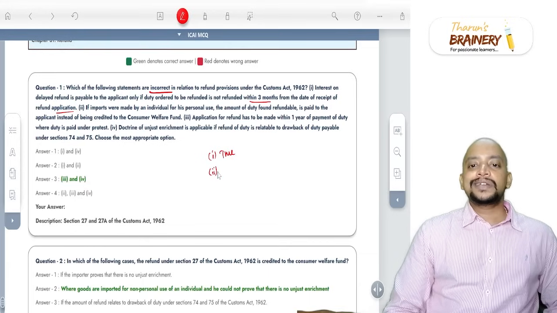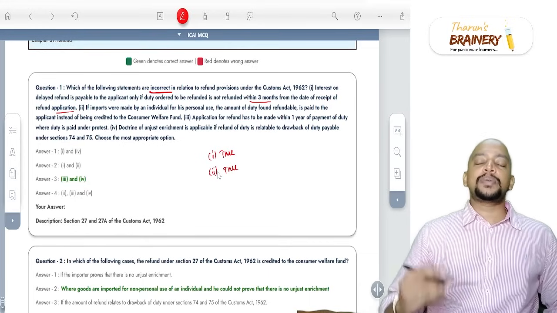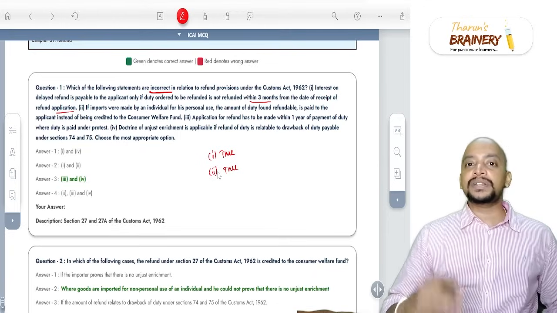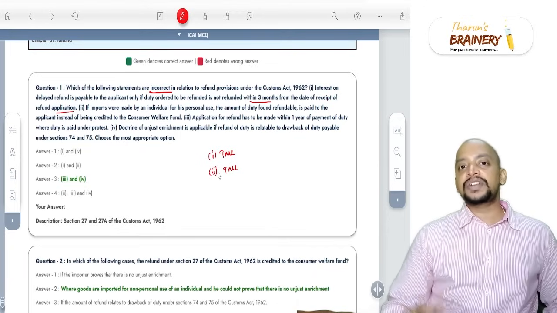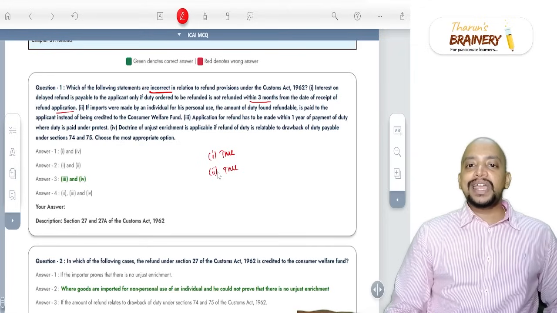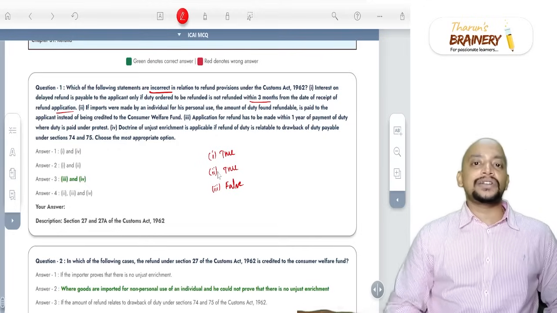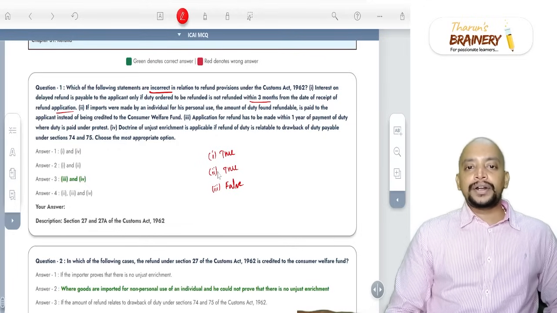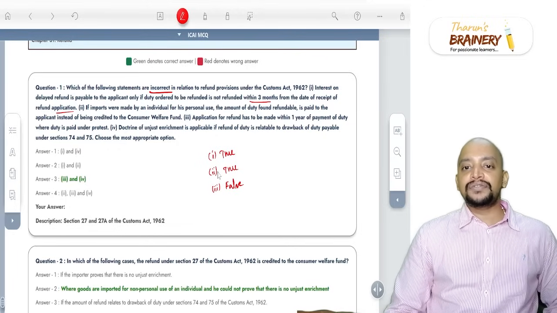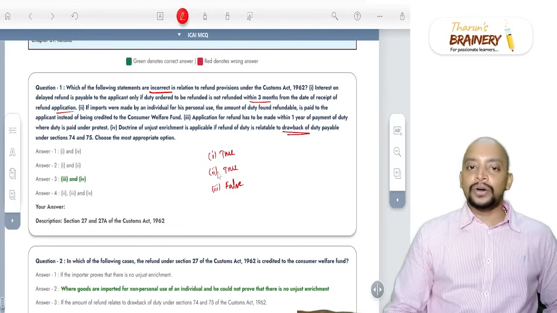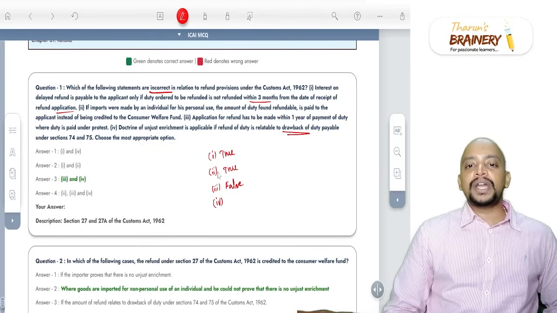True, because we don't have to prove unjust enrichment. If a person is importing goods for his personal purpose, he doesn't have to prove unjust enrichment, so refund will be given to him. Application for refund has to be made within 1 year of payment of duty, where the duty is paid under protest. So false. In case the duty is paid under protest, the time limit of 1 year is not applicable. Doctrine of unjust enrichment is applicable if the refund of duty is relatable to duty drawback. No, false. So for duty drawback, we don't have to prove unjust enrichment.